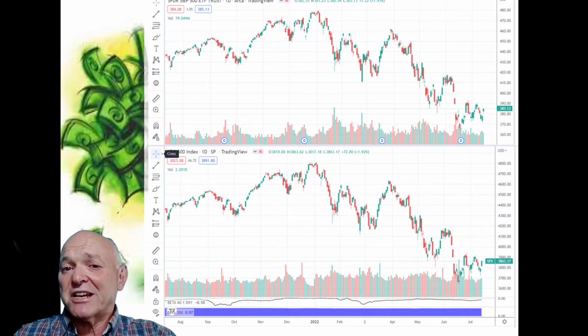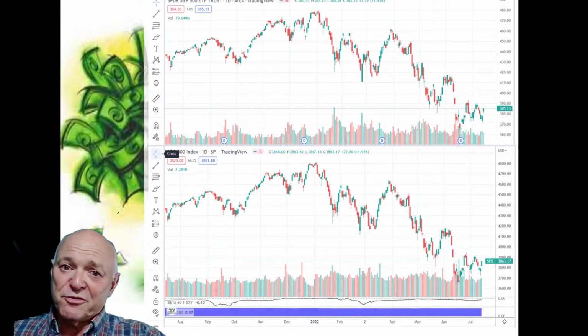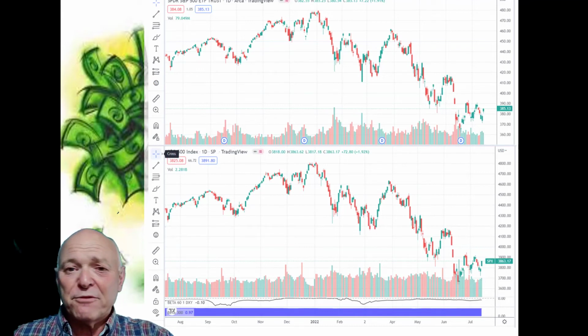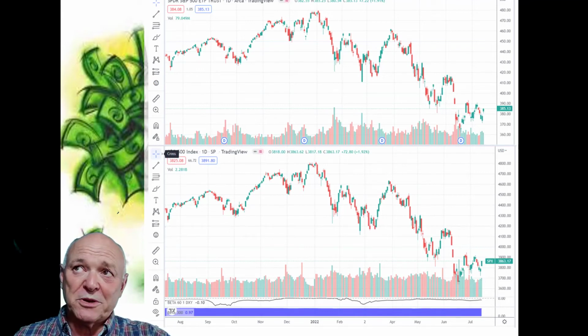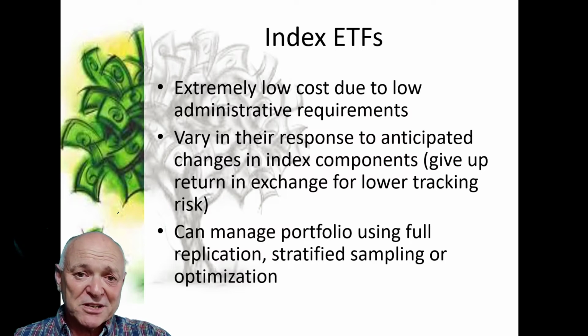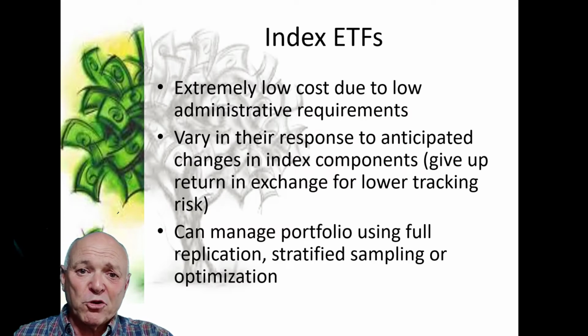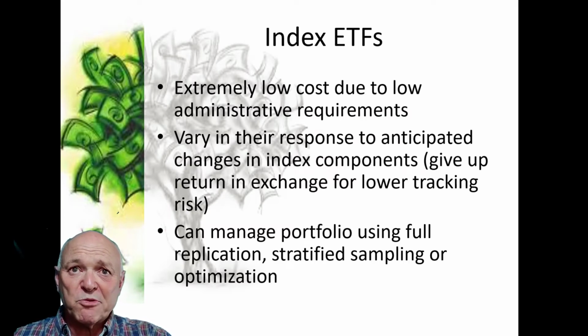And the management expense ratio is also very low on a very large, very highly capitalized, and very efficient type of ETF like this one. So we say that index ETFs are extremely low cost because of the lower administrative requirements. They typically perform according to the way that the index is performing.